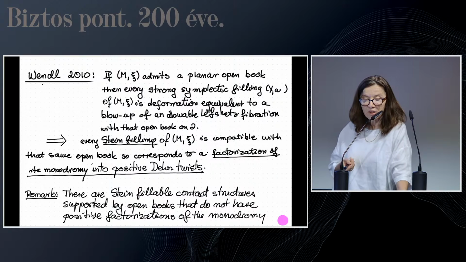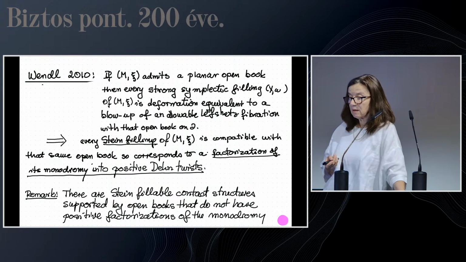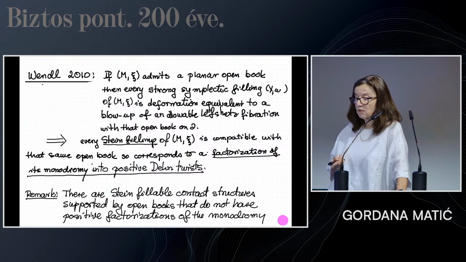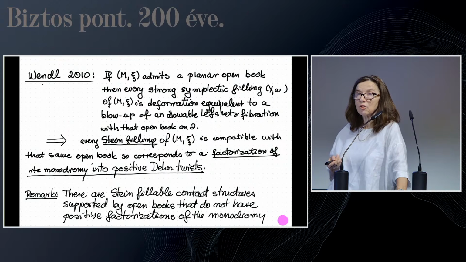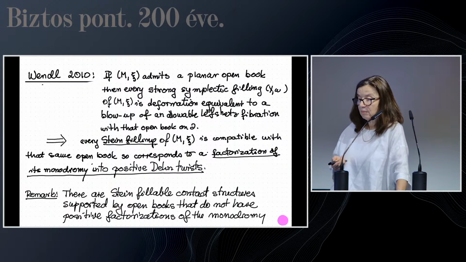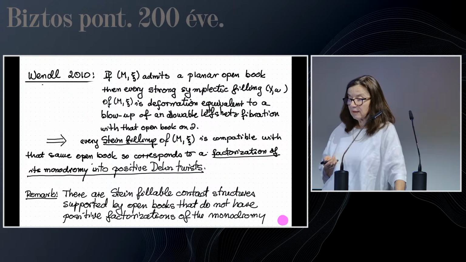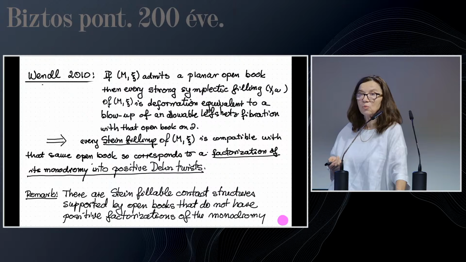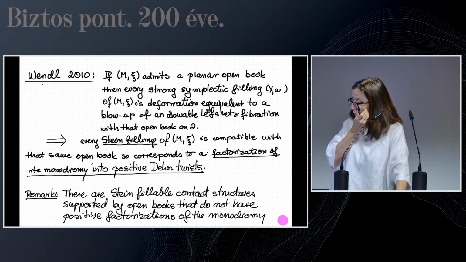A remark here is that there are Stein fillable contact structures that are supported by open books that do not have positive factorizations of the monodromy. There are examples, definitely in small genus with small numbers of boundary components.